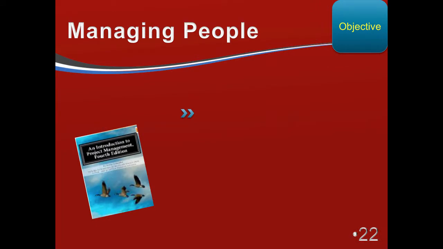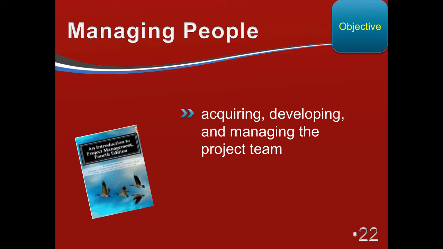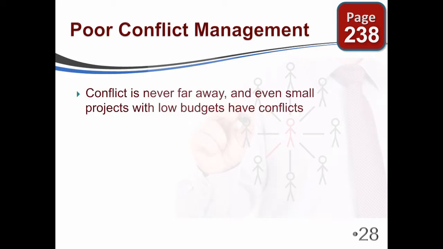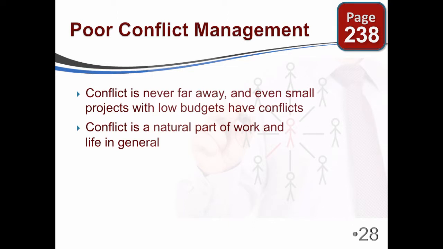Managing people is the big deal. Don't forget, these people that work on the project are acquired and developed and managed as part of a project team. Let's talk about poor conflict management. Most large projects are high-stake endeavors, and they're likely to be visible to more than one organization. When the stakes are high, conflict is never far away. And even small projects with low budgets have conflicts. It's kind of a natural part of working and life in general.